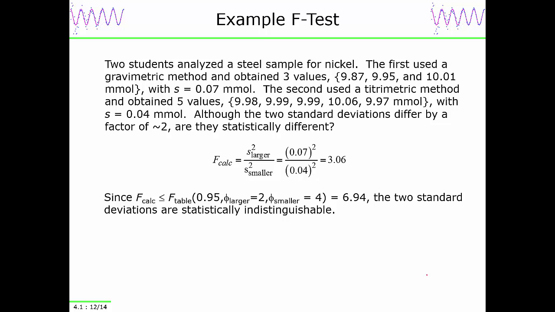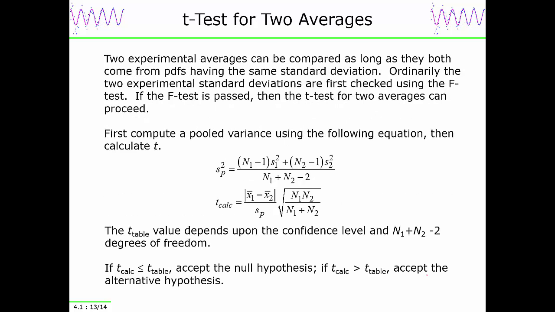a ratio passes the t-test, or sorry, the f-test, and so then you take these same sets of measurements and apply the t-test, and in this case, it fails that. So you accept the alternative hypothesis that these two experimental measurements are not coming from the same PDF.